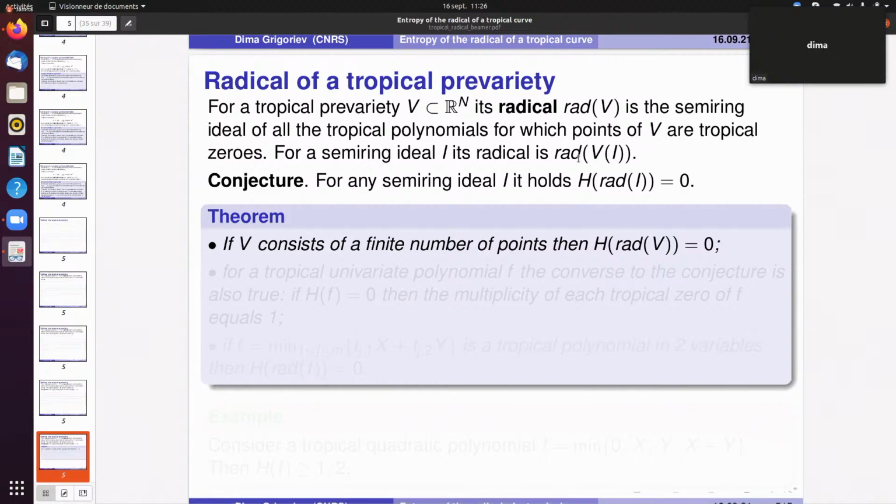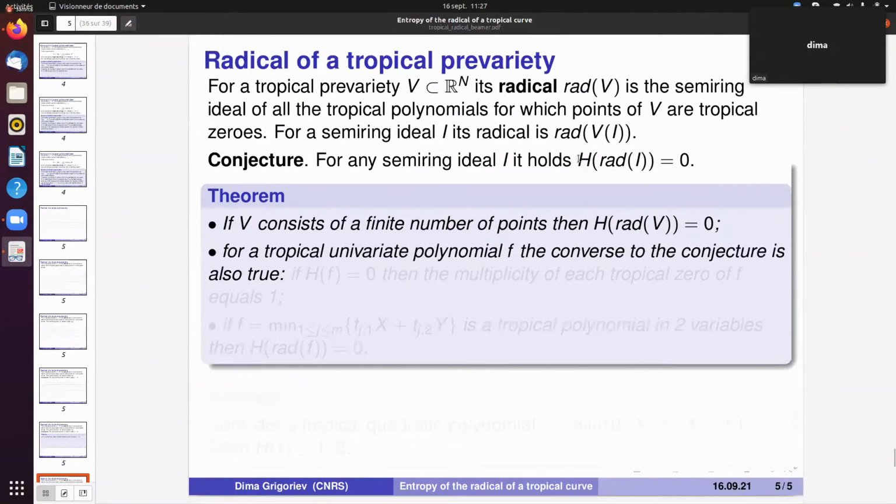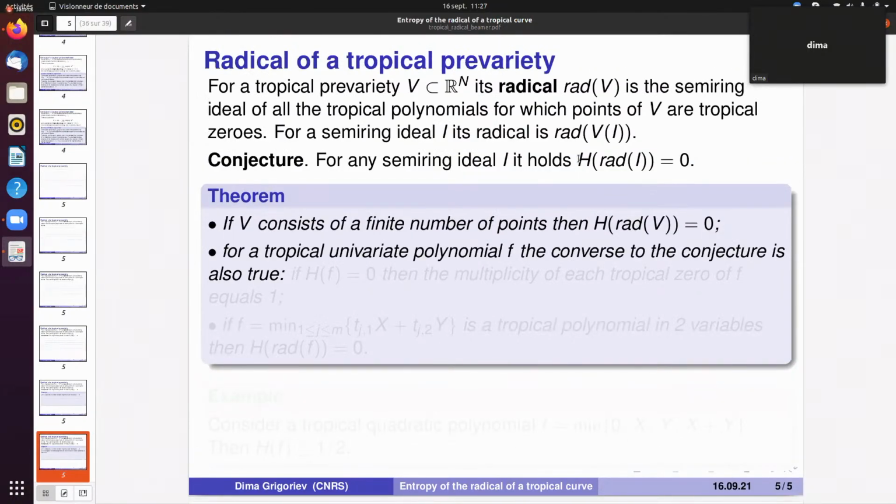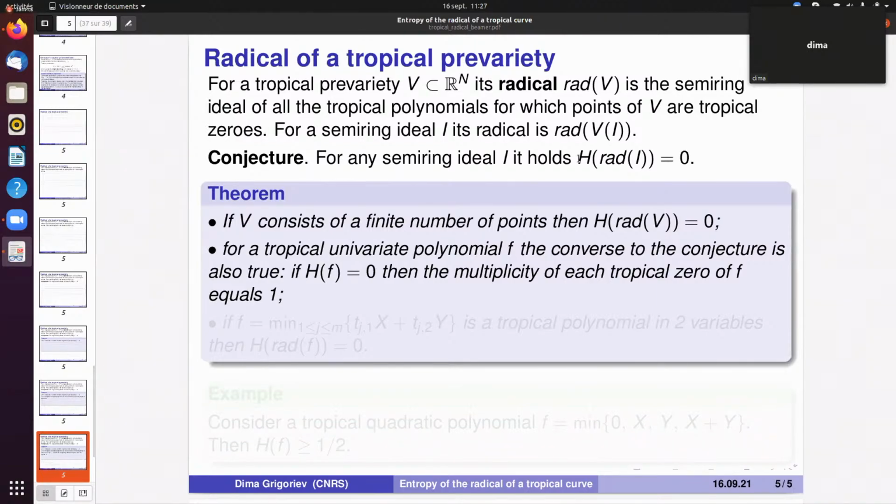In particular, this justifies this conjecture in the case of a single variable. So for n equal to 1, if we consider polynomials in a single variable. And moreover, in this case, we could say something also in the converse direction. If we consider a tropical univariate polynomial, then the converse is true as well. Namely, if the entropy vanishes, then the multiplicity of each tropical zero equals 1.